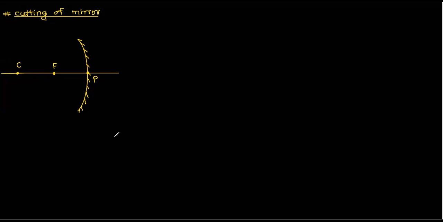Now see here, this object I am keeping between the center of curvature and focus. O indicates object. So here you are getting the image beyond the center of curvature. I is image. Keep it in mind. O is what? Object. And I is what? Its image. Now what I am doing? I am cutting this mirror.